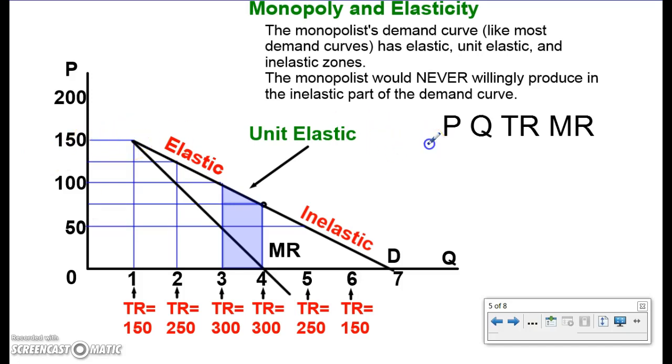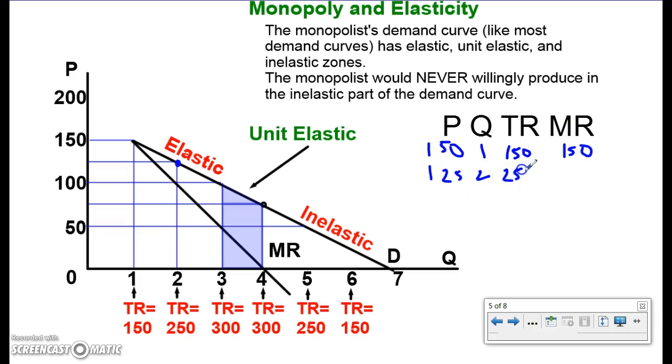All right, so price of 150, quantity sold would be 1 unit, and total revenue you can see is 150, right? But marginal revenue is also 150. So that first unit, marginal revenue and price are equal. But if this monopolist lowers the price to say 125, you can see that they're going to sell 2 units. Their total revenue, which again is calculated right here, is 250.